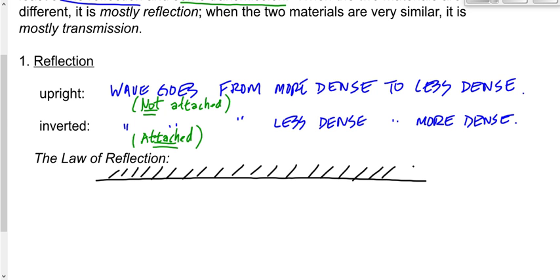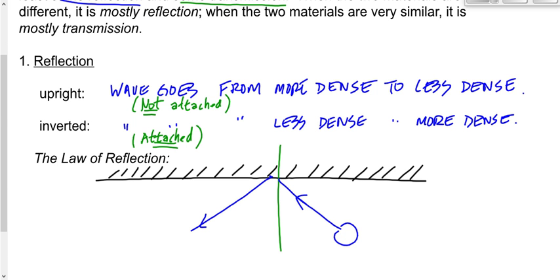You guys have all played pool before, right? Like billiards pool. You hit a pool ball off of the bumper like this, strikes the bumper right here. Where does it go? It goes down this way, right? Same thing happens with waves.